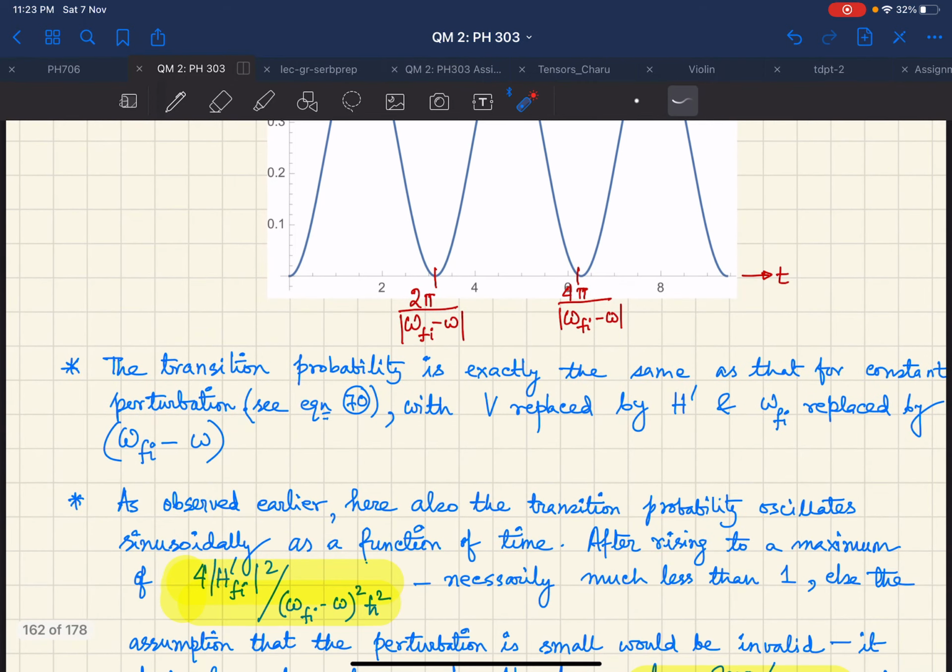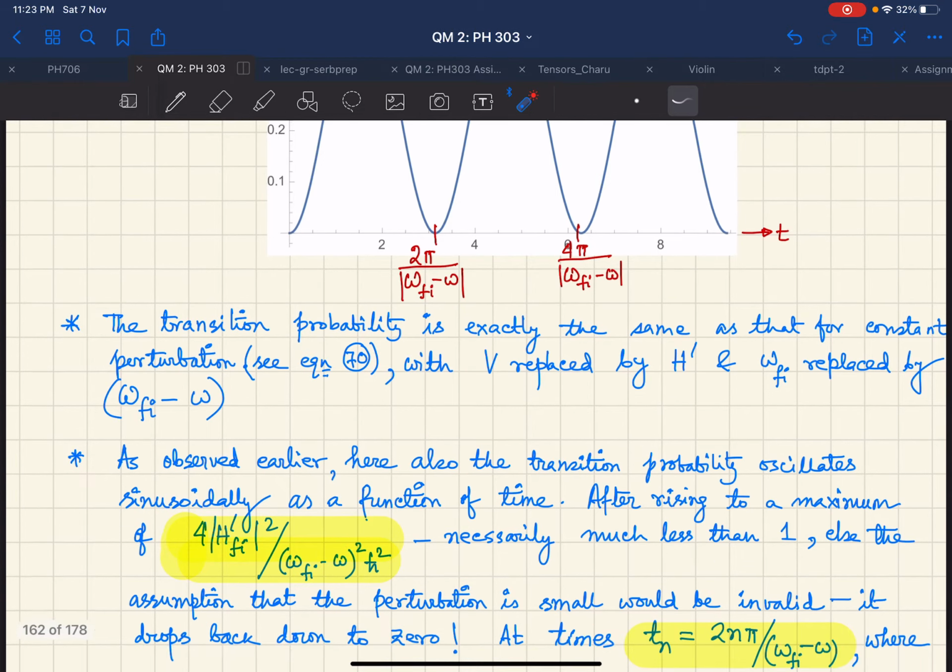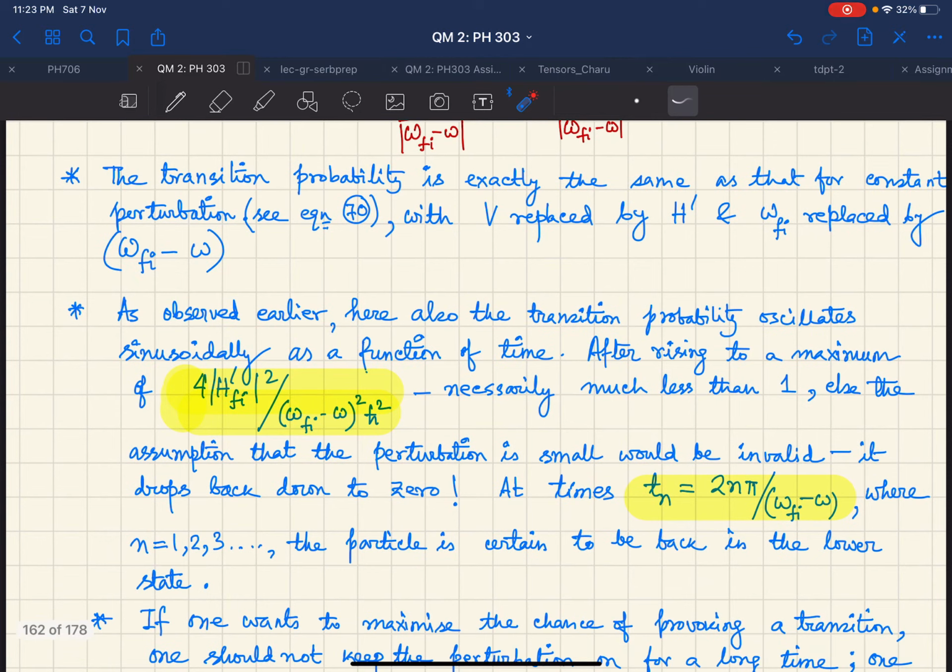So we already observed this, that the transition probability oscillates sinusoidally as a function of time, and then it basically reaches a maxima which is given by this value. And of course, this value needs to be very, very much less than 1. Otherwise, the basic assumption with which we had started our calculation, that the perturbation is small, will be violated, will be invalid. Therefore, this has to be much, much less than 1.